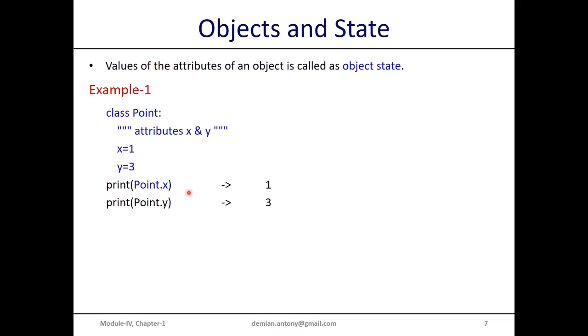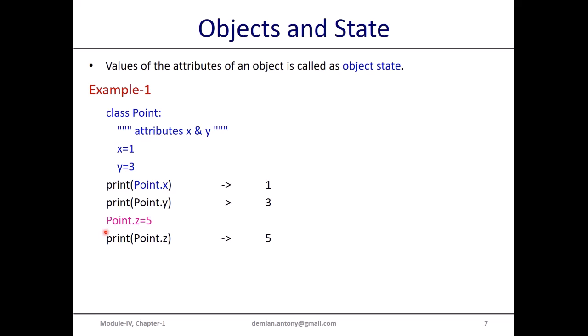Now we have not created any object. When we create a class point, it creates the class object called point in memory. That means x and y are stored in memory. That's how we can access the values of x and y, because they are stored in memory. Point, this is the class name, dot x returns me the value 1. Similarly, point dot y returns the value 3.